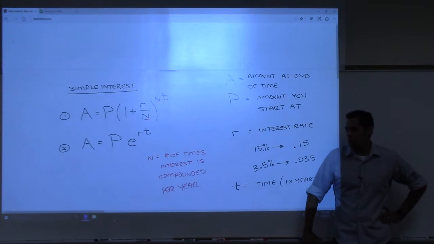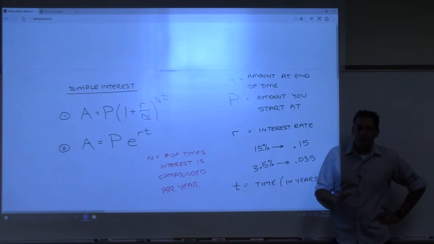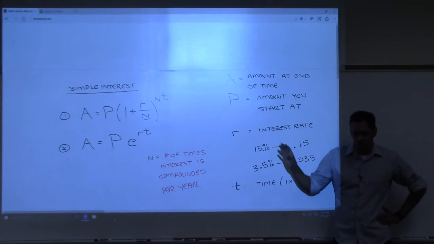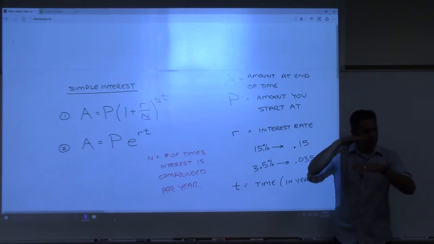Now, what do you think would be better for the bank? To do it once at the end of the year, or twice a year, or 12 times a year? Probably the more frequently they do it, the more you're going to owe them. And it does turn out to be that way, but it's not a dramatic difference. We're going to do some examples and we'll see the differences.